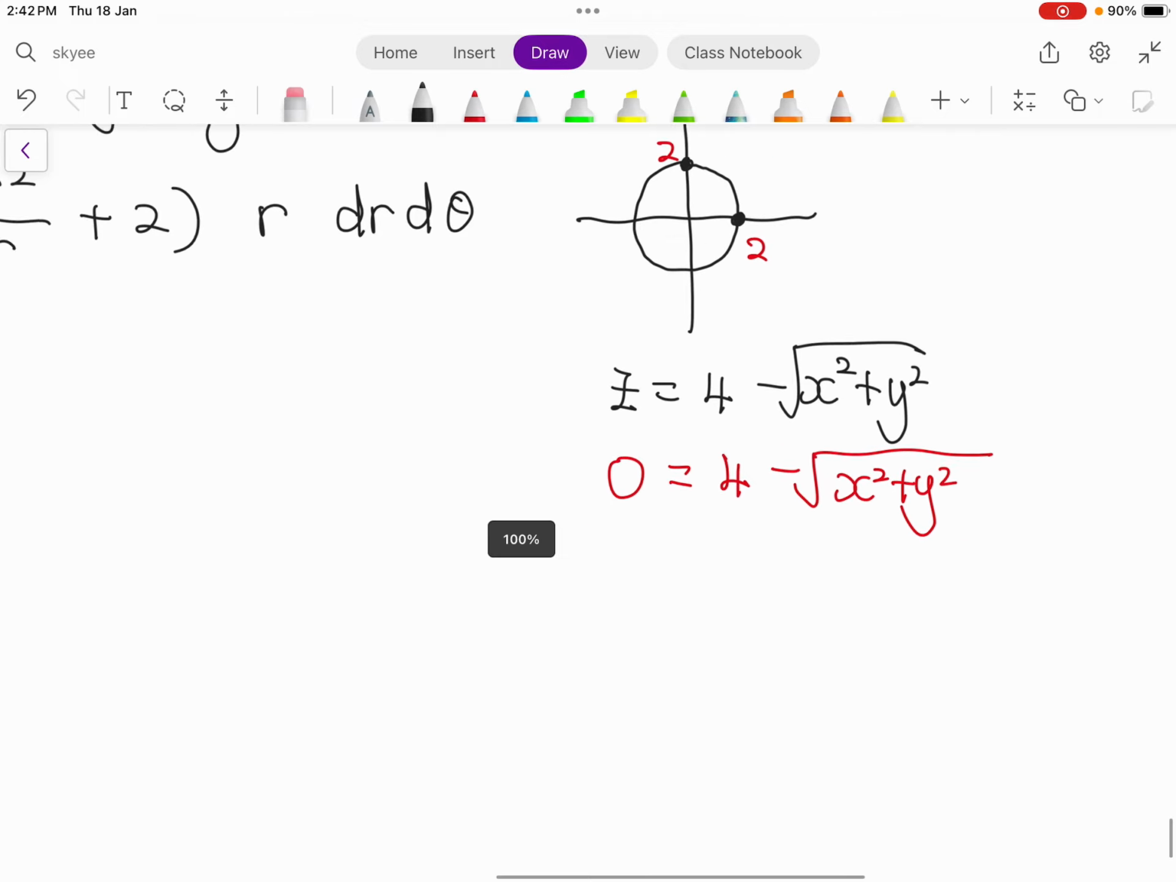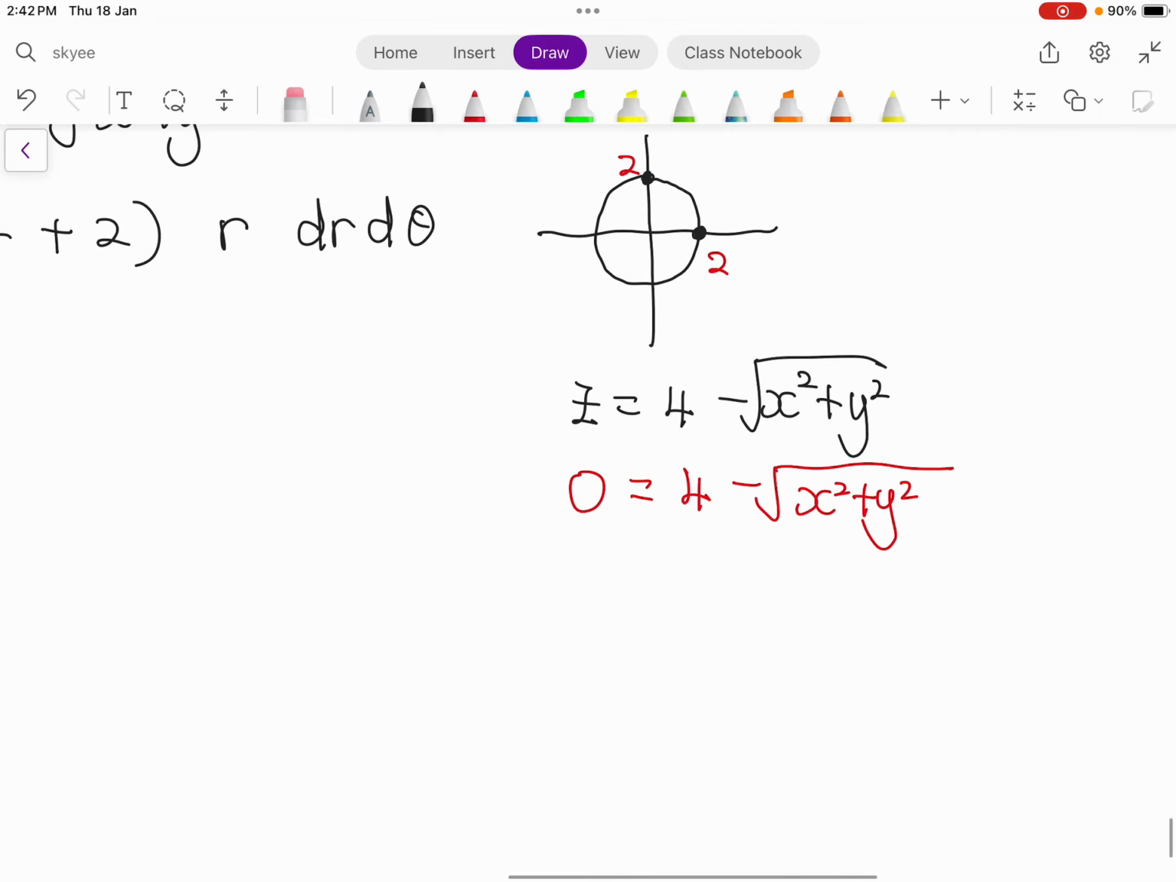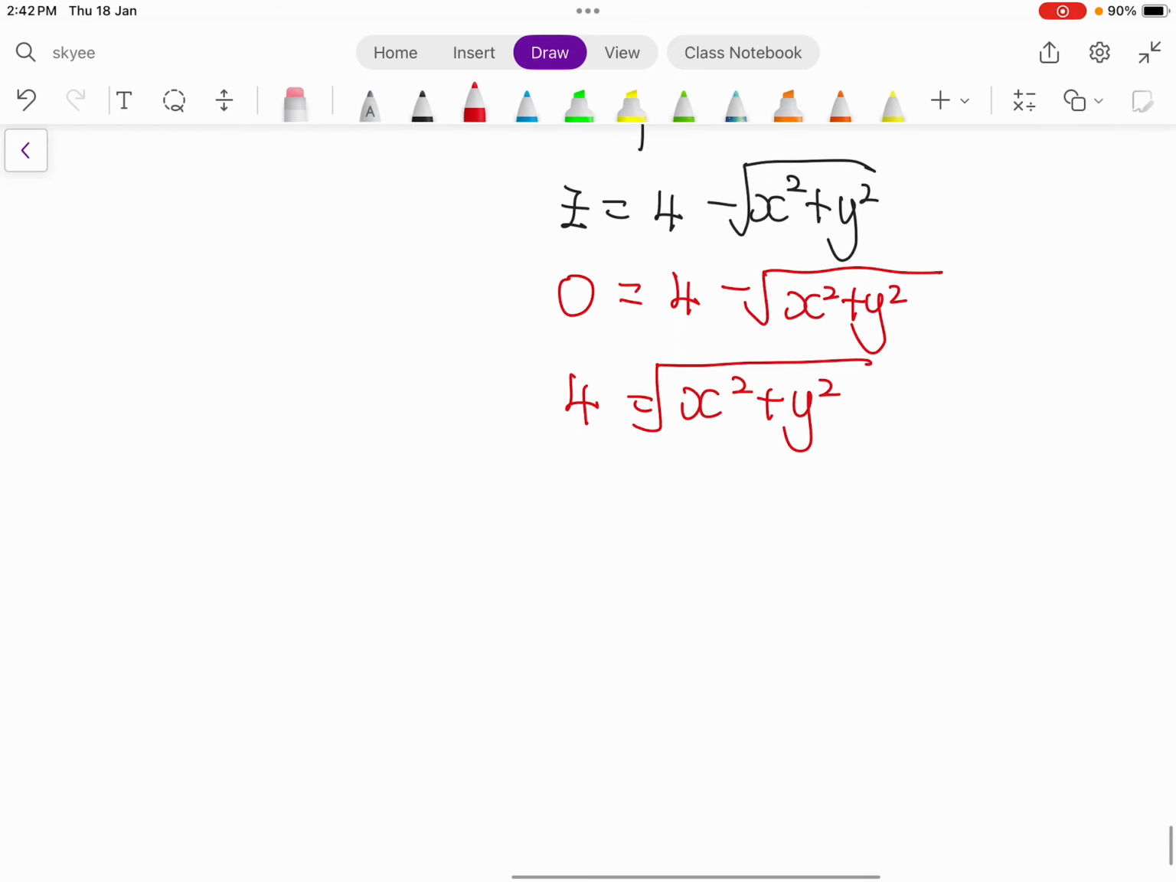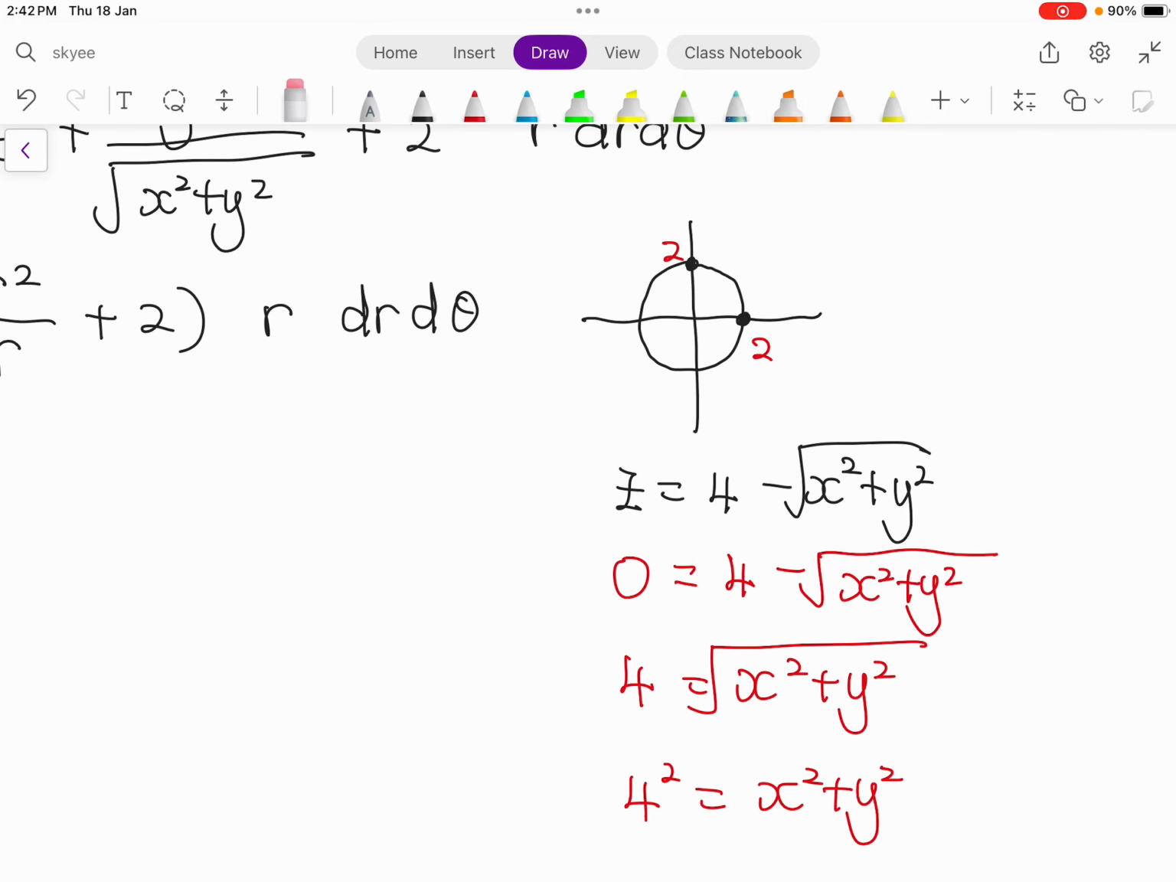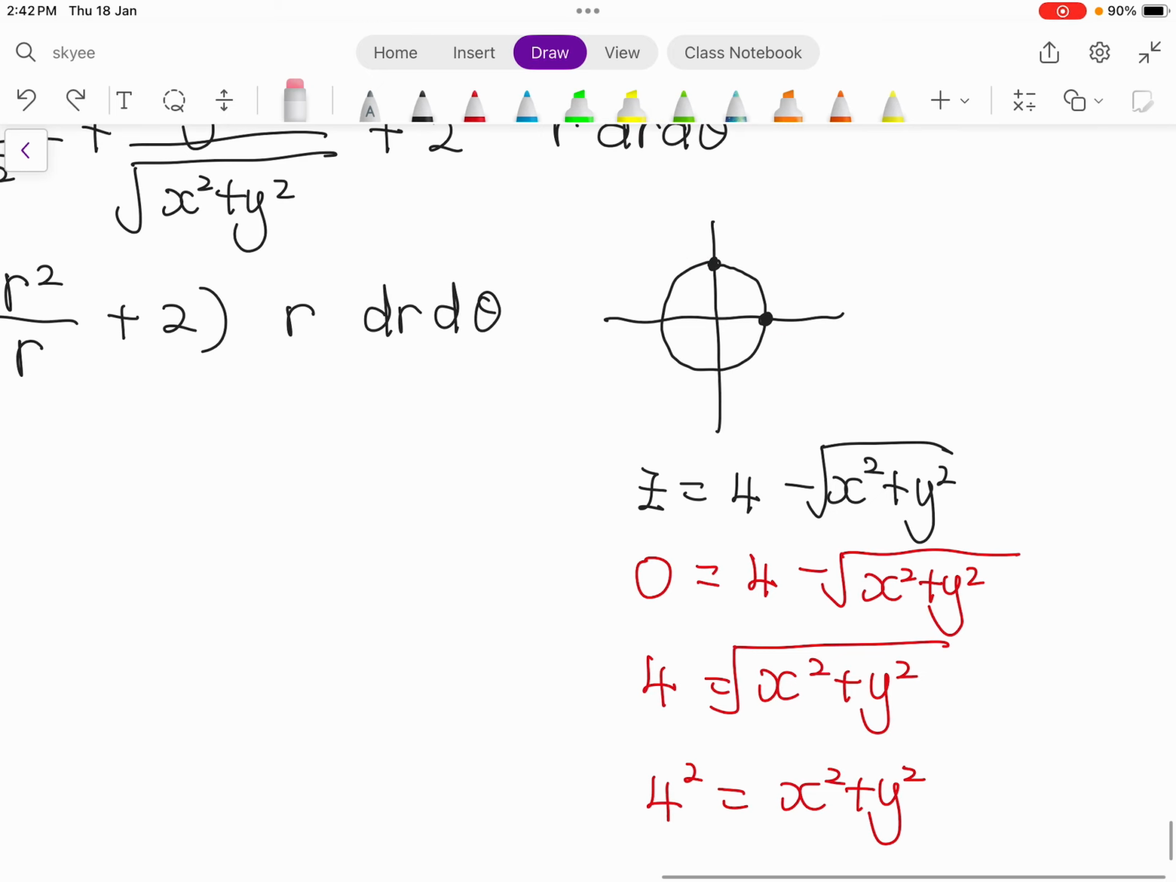Oh, no, it's not 2, it's 4. I made a mistake, so better don't skip the steps. Right, 4 equals the square root of x squared plus y squared, so it becomes 4 squared. So the radius is actually 4, it's not 2. So don't skip the steps.